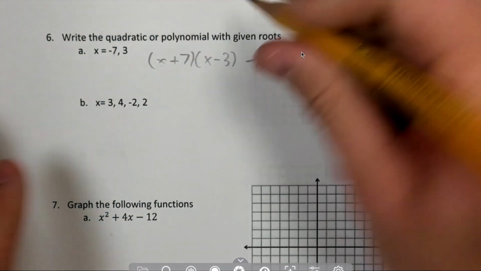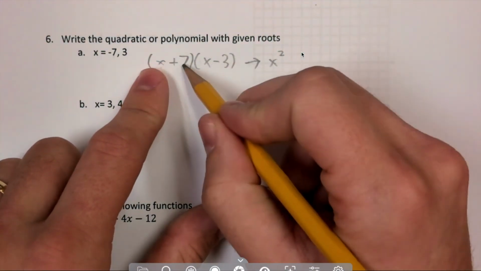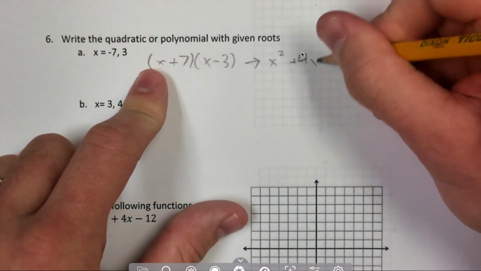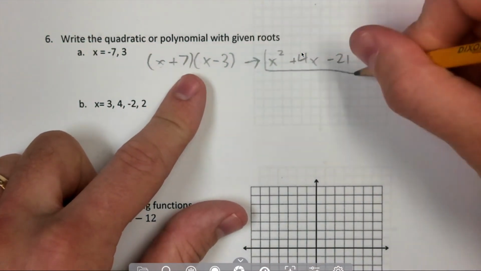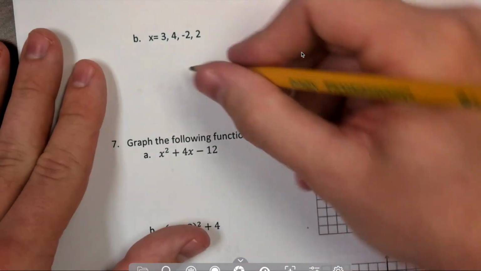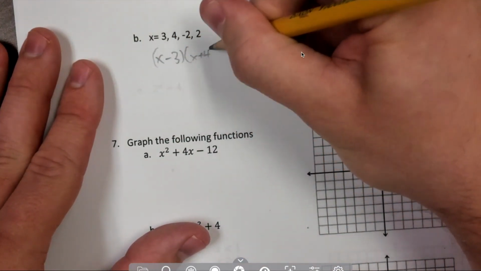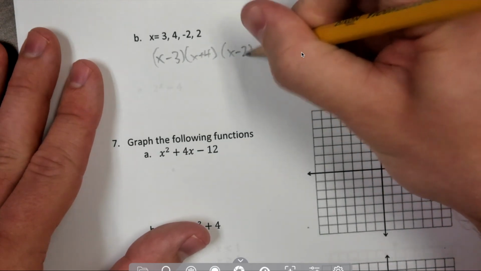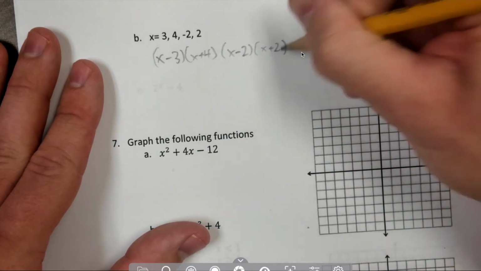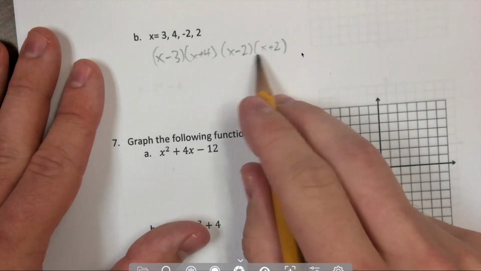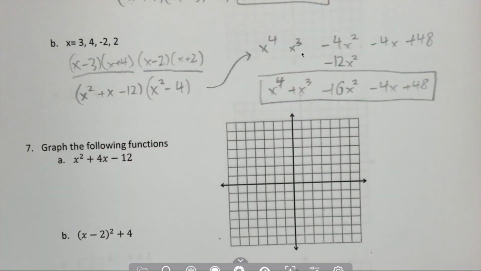I'm going to do that in my head. I'm going to get x squared. I'm going to get negative 3x and positive 7x, which will be 4x, and then negative 21. So I'm done. Up next, I've got a polynomial with a few more roots. That'll be x minus 3, x plus 4, x minus 2, x plus 2. Now, in this case, this is a difference of squares, but it's polynomial.